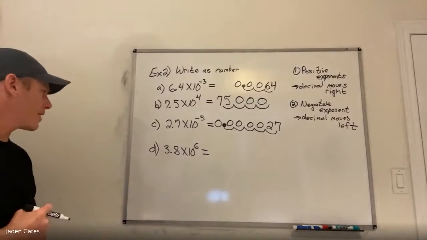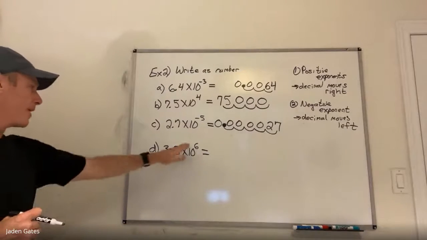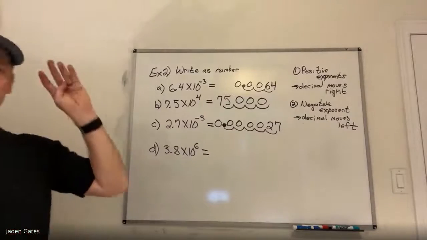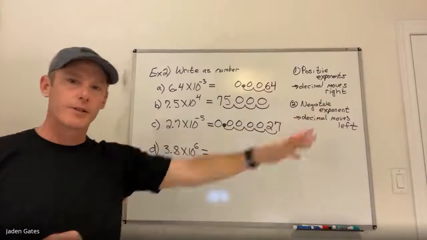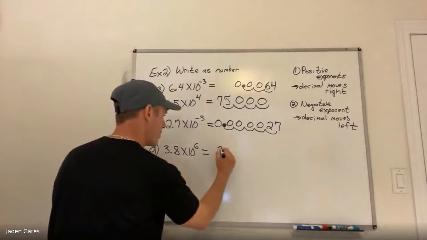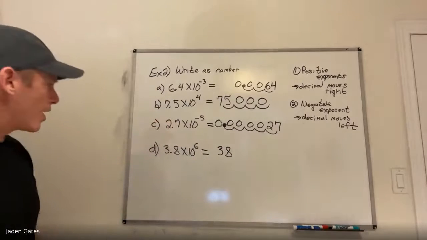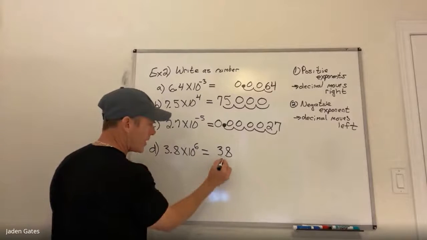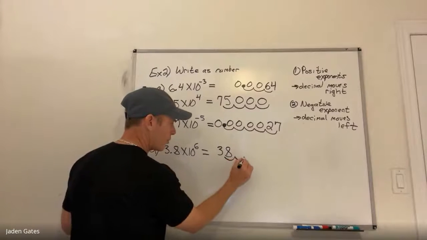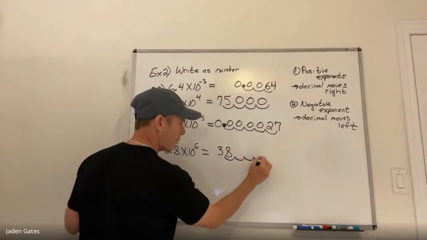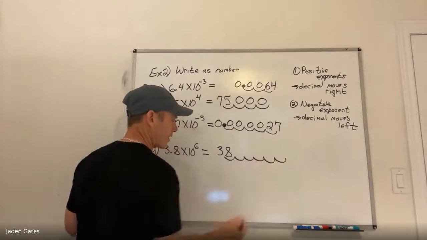All right, and last one here. 3.8 times 10 to the power of 6. Again, it's a positive exponent, so the decimal is going to move to the right. So I'm going to put my 3 and my 8 right here. And then I'm going to move 6 spots to the right. So it starts in between the 3 and the 8. 1 spot, 2, 3, 4, 5, and 6.